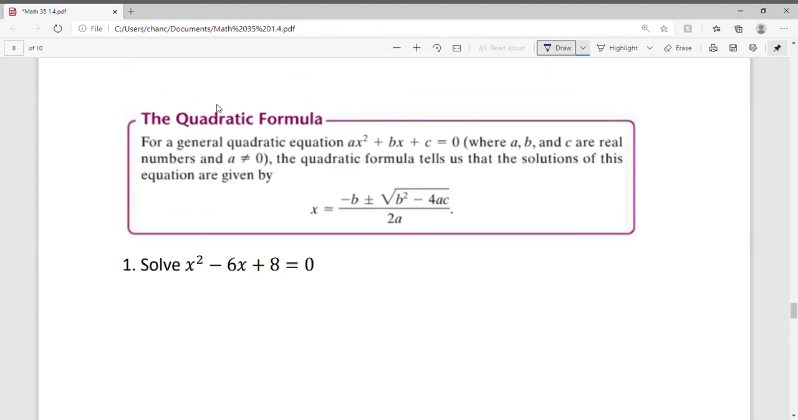The last strategy is the quadratic formula. We have done factoring. We have done extracting the square. We have done completing the square. The last strategy is the quadratic formula.